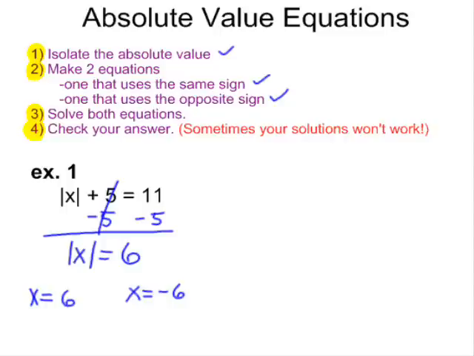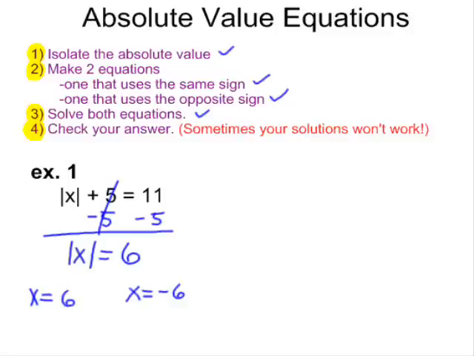Step number 3 says solve both equations, and when you solve an equation, you're having to get the variable by itself. And if you look at our two equations, our x is already by itself, so that step is taken care of for us here. We don't have to worry about isolating that. And step number 4 is checking the answer.